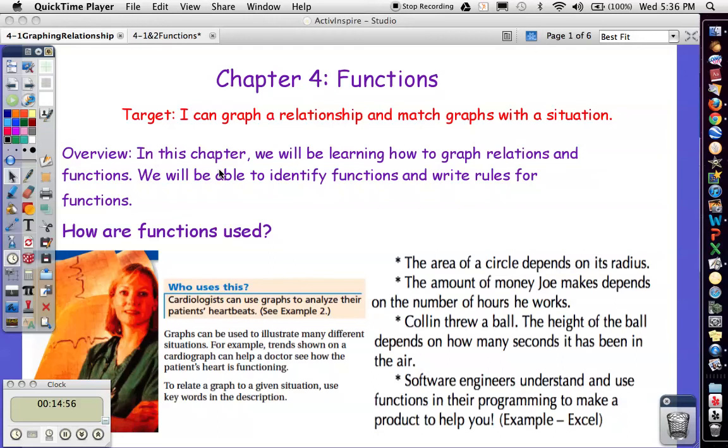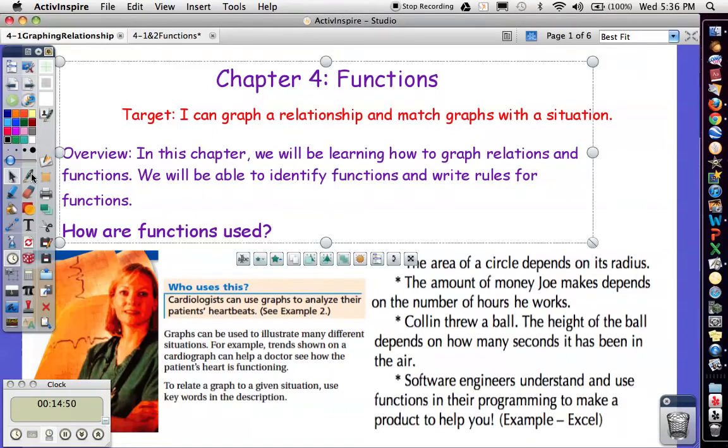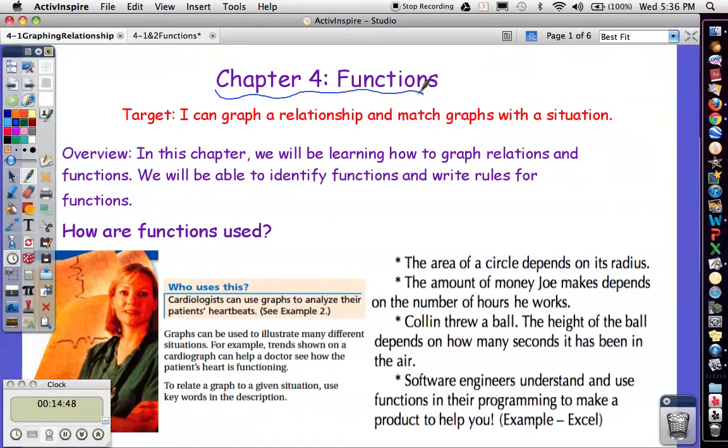All right, guys, we're ready to start Chapter 4. In Chapter 4, we've mentioned already, it's all about functions. So your target for today, we're just going to focus on starting to graph relationships as well as matching graphs with the situation.